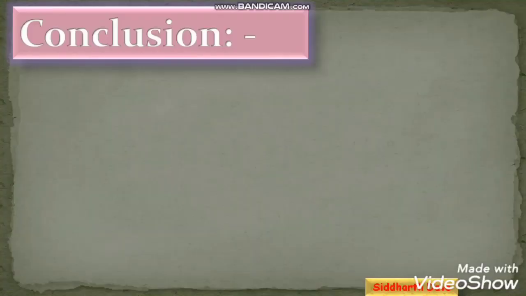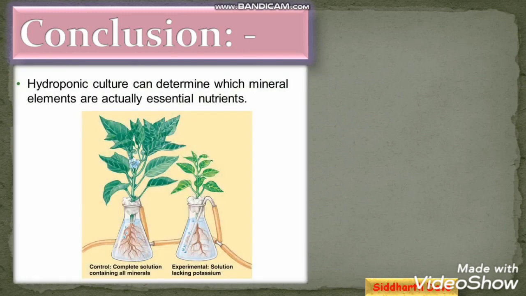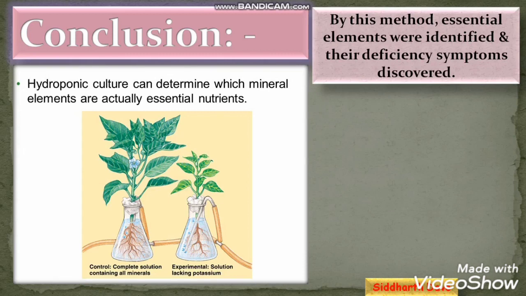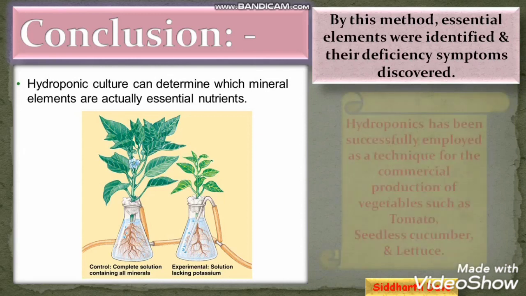Okay, so what you can conclude from this experiment, you can say that by this method, hydroponics culture can determine which mineral elements are actually essential nutrient elements. Okay, here you can see that in the two figures, first is solution A, कंट्रोल है जिसमें ग्रोथ प्रॉपर है, सॉल्यूशन बी जहां पर ग्रोथ प्रॉपर नहीं हो रही है, मतलब कि इट शोइंग दी पोटेशियम डेफिशिएंसी. ओके, बाय दिस मेथड यू कैन इजीली चेक the essential elements and you can easily identify, okay, and you can easily discover the deficiency symptoms.